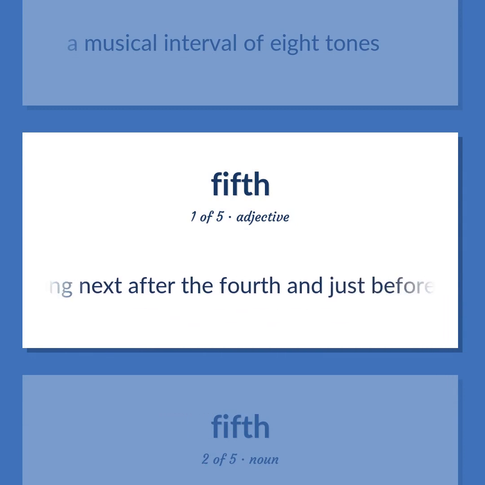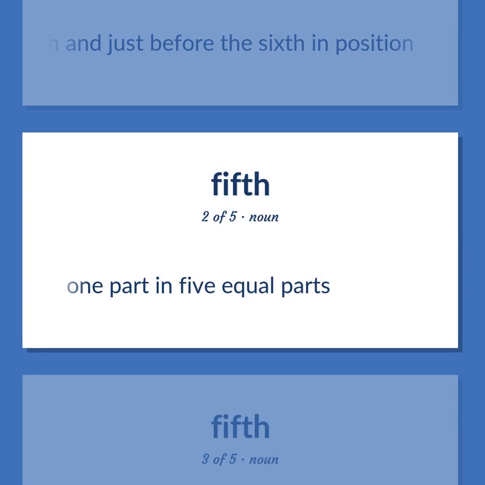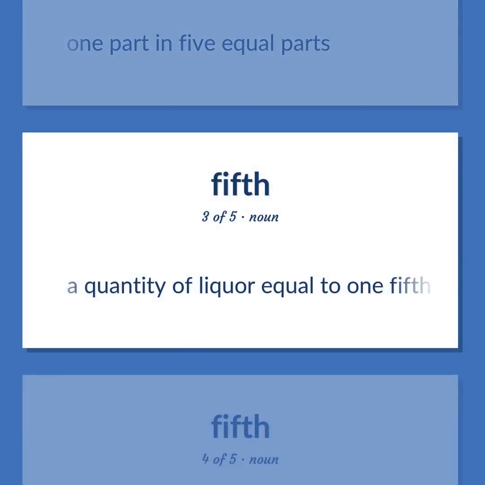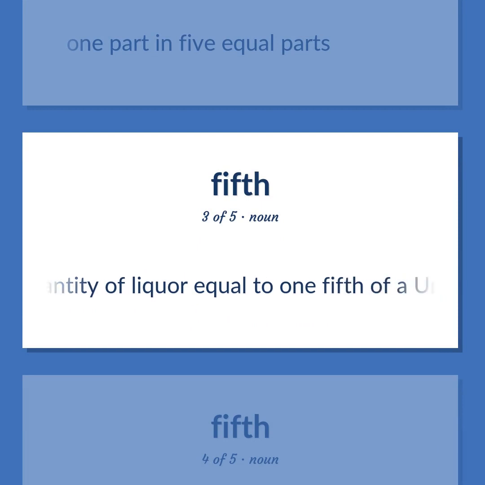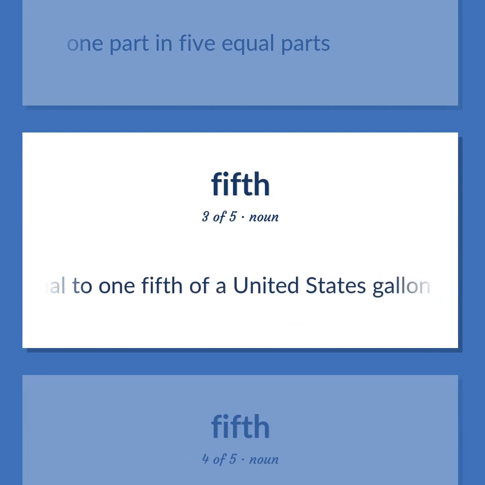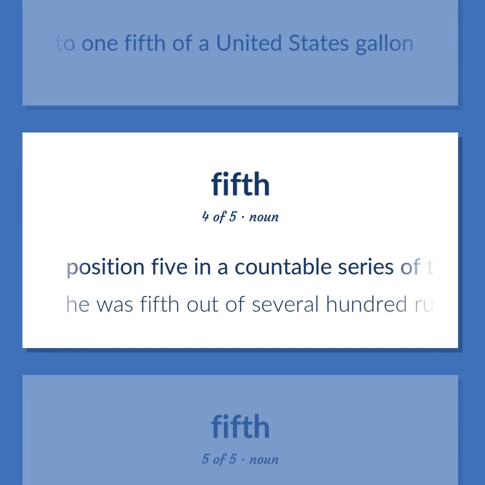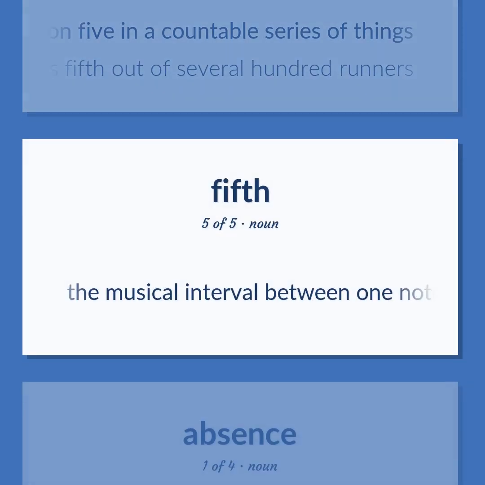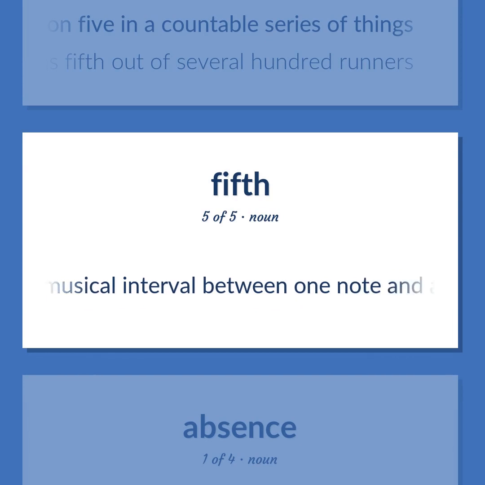Coming next after the 4th and just before the 6th in position. 1 part in 5 equal parts. A quantity of liquor equal to 1/5 of a United States gallon. Position 5 in a countable series of things. He was 5th out of several hundred runners. The musical interval between one note and another 5 notes away from it.